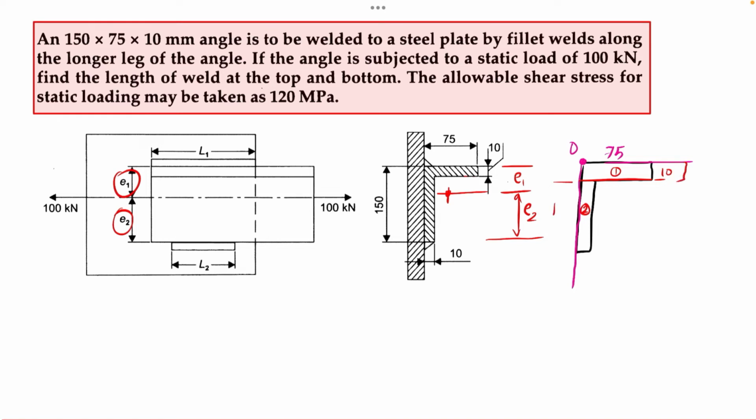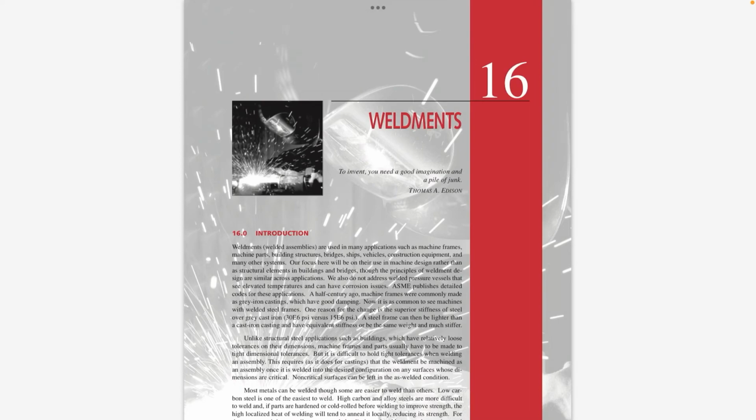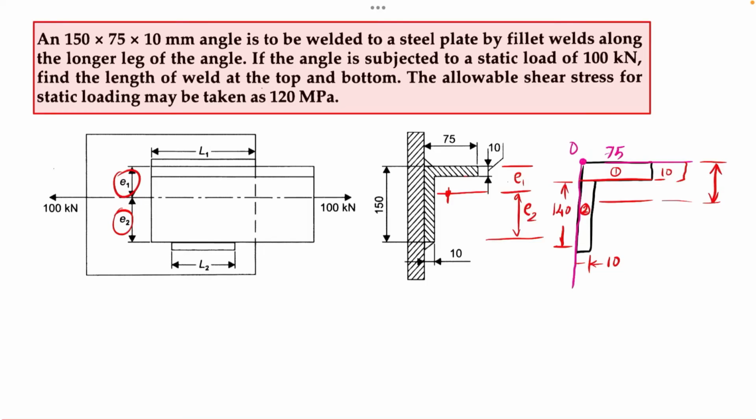And the total length was 150. So after subtracting this thickness, this will be 140 up to this point. And the thickness of the second part is 10 mm. So here I have to find the distances, that is this distance for finding the E1. If I am calling this the x-axis and this the y-axis, then I need to find the value of y bar, that is from the x-axis.